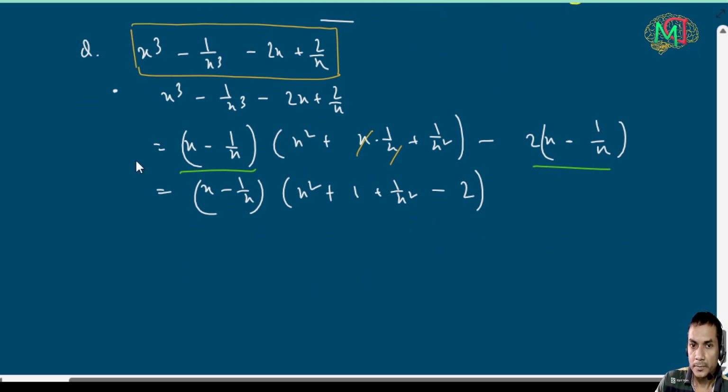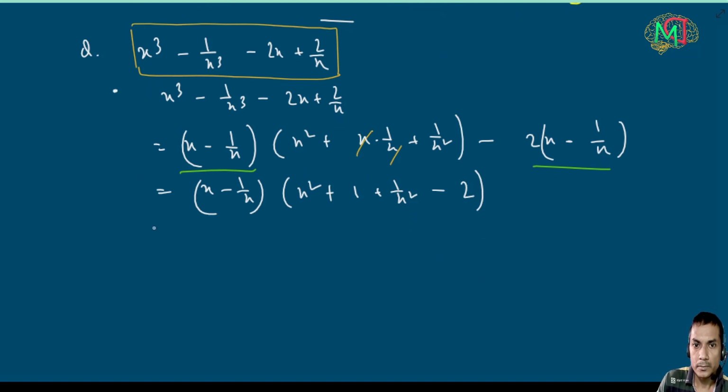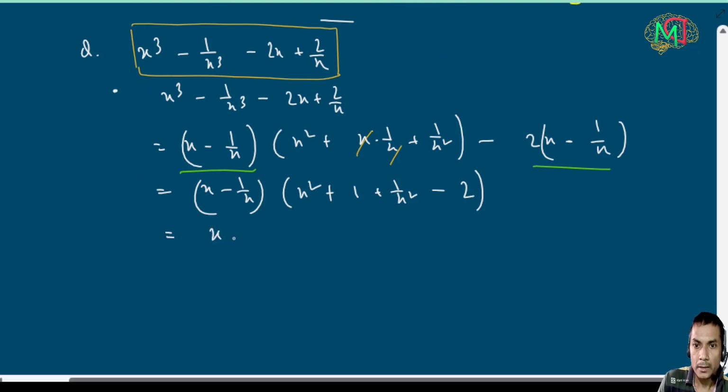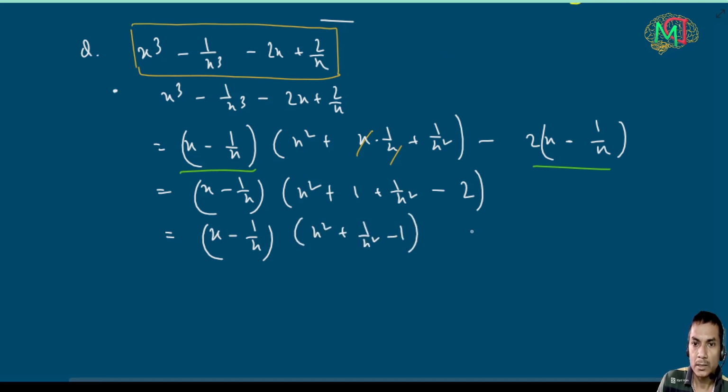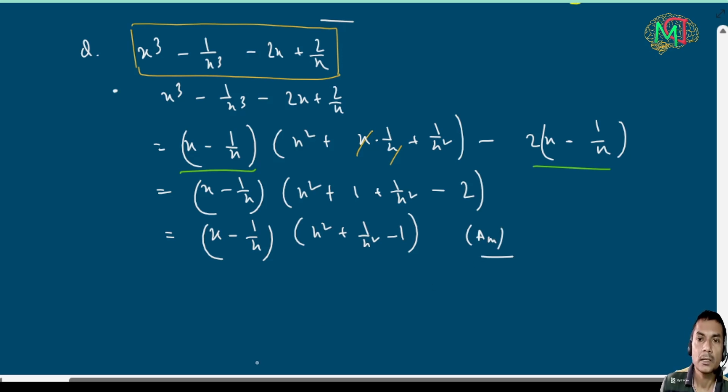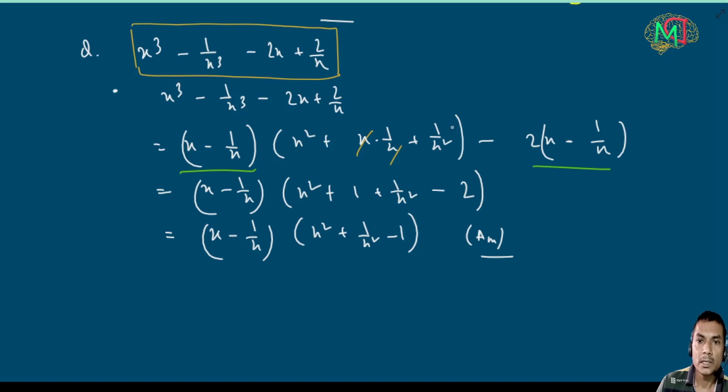Next, x minus 1 by x and x square plus 1 by x square minus 1. This is the answer. Clear? So you have to remember all the algebraic identities and follow these steps. You have to identify which identity will be suitable for this polynomial to factorize it. Okay, clear?